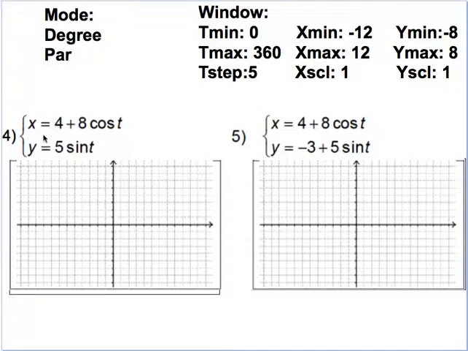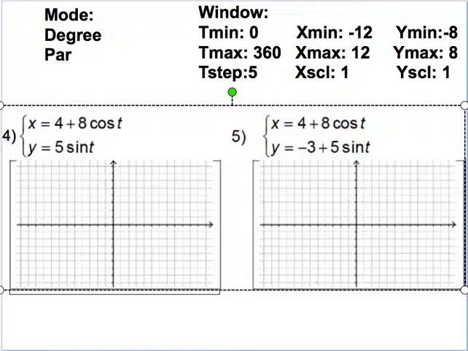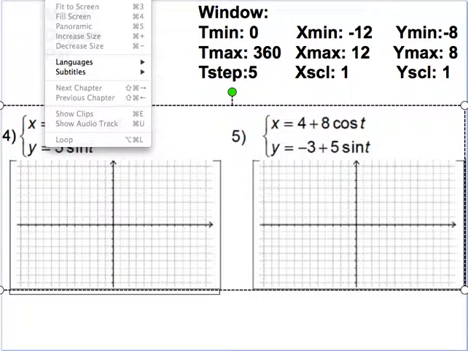And then this one over here, you can do the same thing. The center of your ellipse would be at 4 and 0, because you're not adding or subtracting any numbers here. The horizontal radius is 8, and the vertical radius is 5. Okay, so let me just show you what these two graphs would look like.